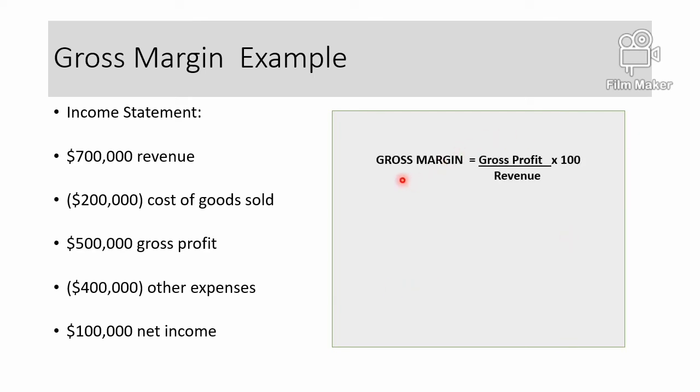In order to get the gross margin, first, the gross profit is the amount of $500,000 and the revenue is $700,000. So $500,000 divided by $700,000 times 100% is equal to 0.7142, or 71.42% as a percentage.